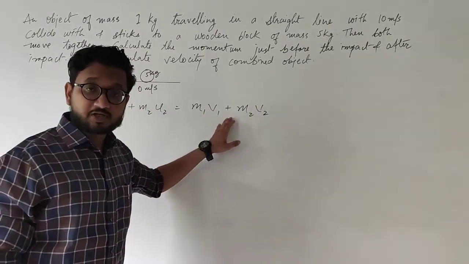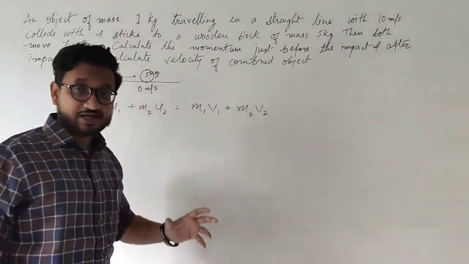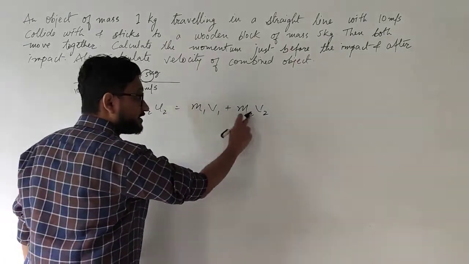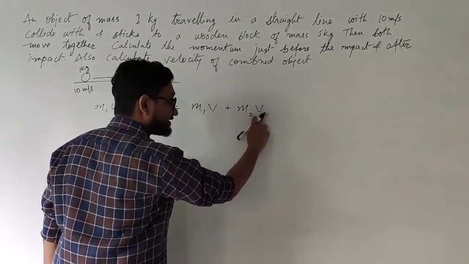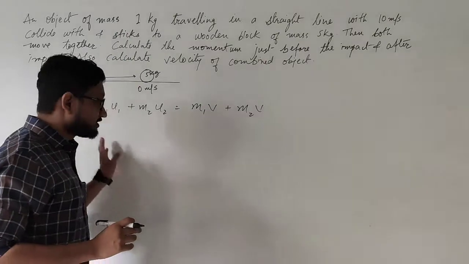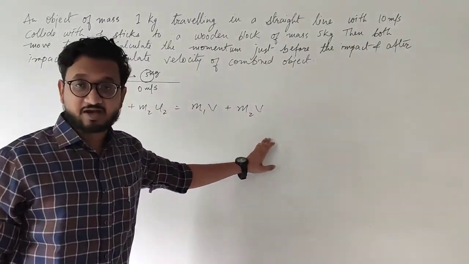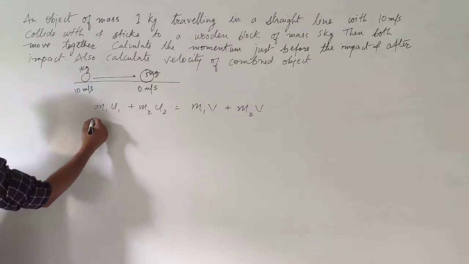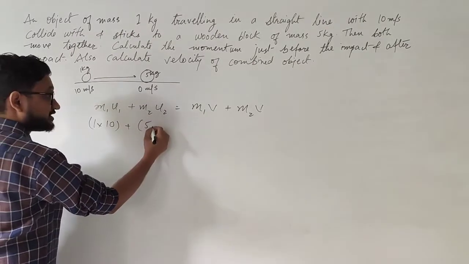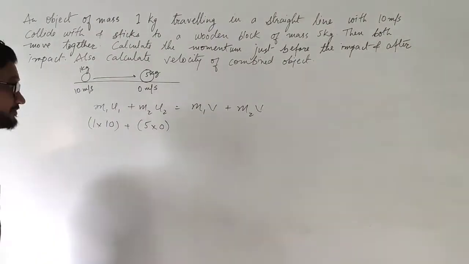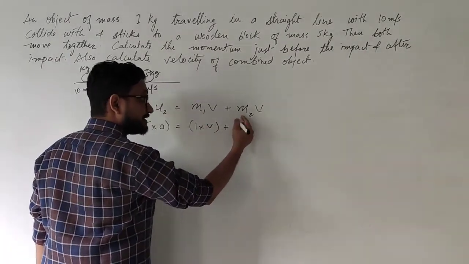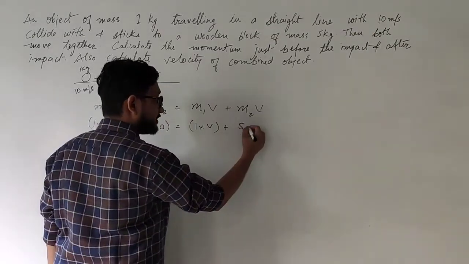But in this particular case, we know that these two objects are stuck together and therefore they are moving with the same velocity. That means v1 and v2 are the same, which is what you are supposed to find. So I can just write v in order to remove the confusion. Now all you need to do is simply substitute the values. So m1 is 1, velocity is 10, plus m2 is 5 kg and velocity is 0, equals m1, which is 1, into v plus m2, which is 5, into v.